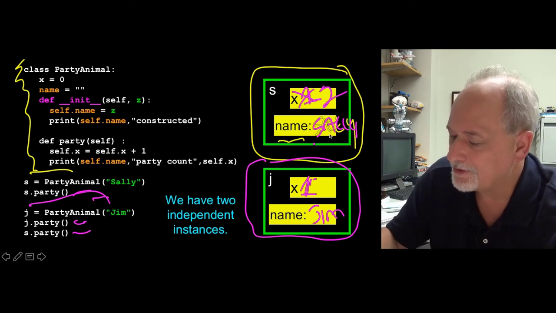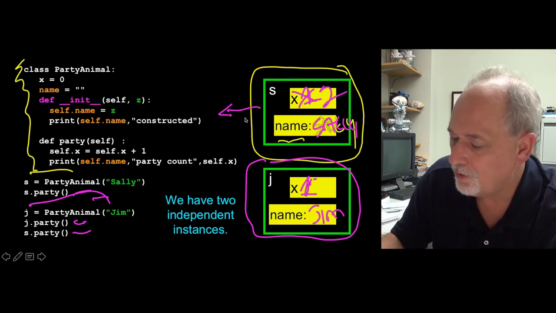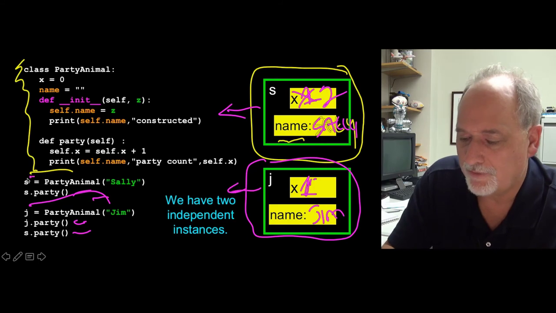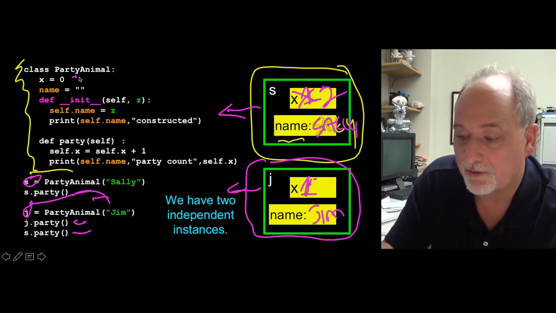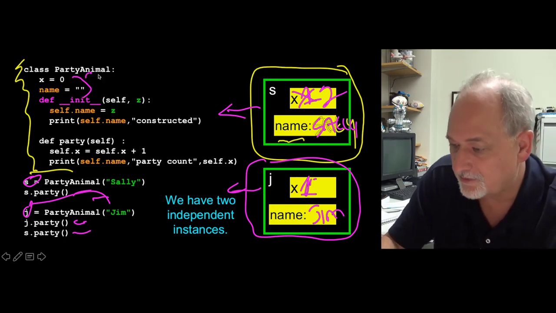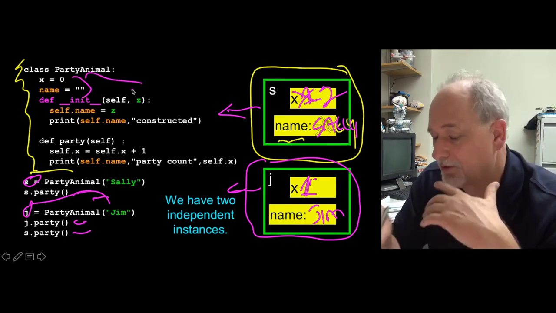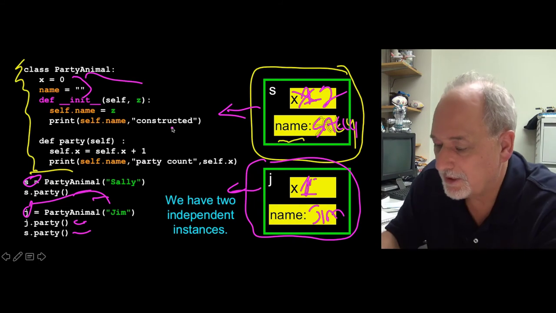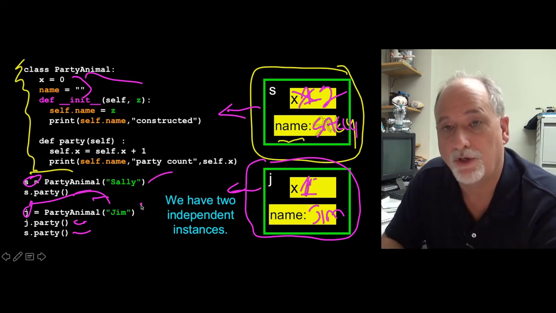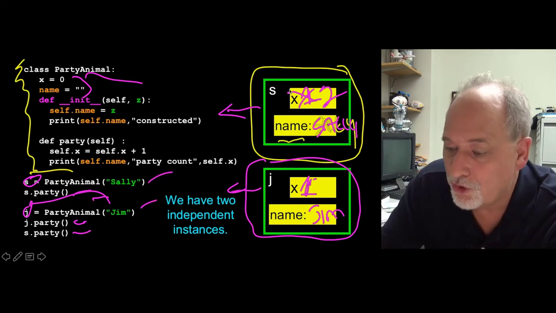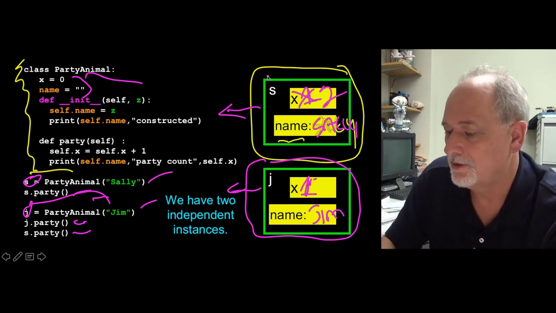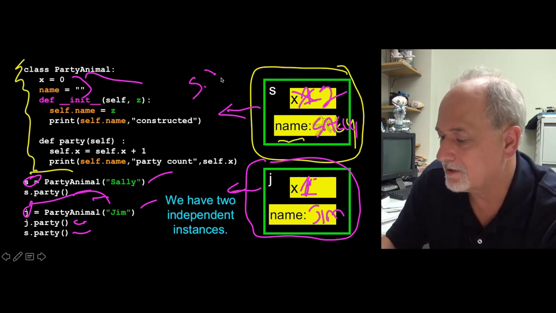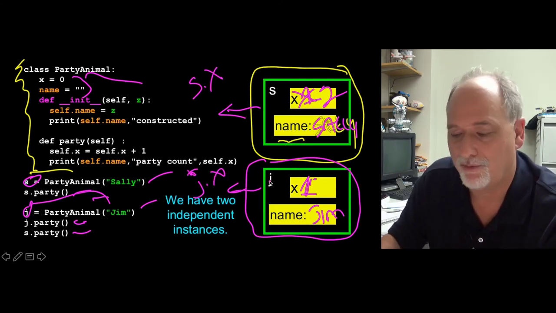Okay, and so what happens is we have now two objects, one in the variable s and one in the variable j, and they have separate copies of their instance variables. These are the instance variables or the object fields or whatever, but they're the variables. But the key is that every time we do a new construction, it duplicates this, and there's another copy of it. So there's an x within s. So s.x is this variable, and j.x is that variable.